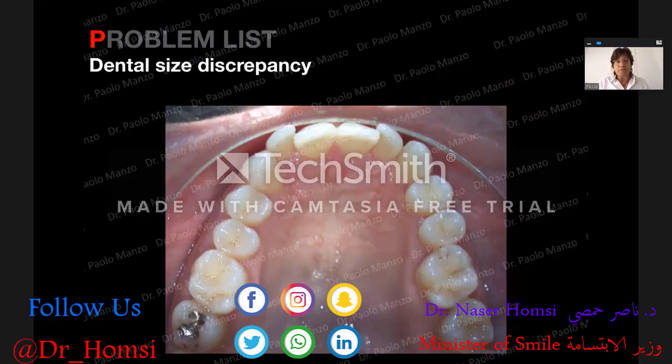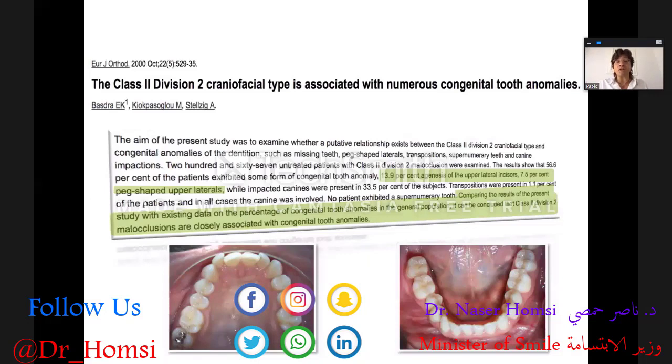Okay, so we have to remember that a dental size discrepancy is something strictly connected with class 2 division 2, because it has been demonstrated in the European Journal of Orthodontics that 14% of these patients have agenesis of upper lateral incisor, and 7.5% of these have peg-shaped upper laterals. So we have to be very careful with this patient. We have to pay a lot of attention because most of these patients have lingually inclined upper incisors, and so we don't catch any space.